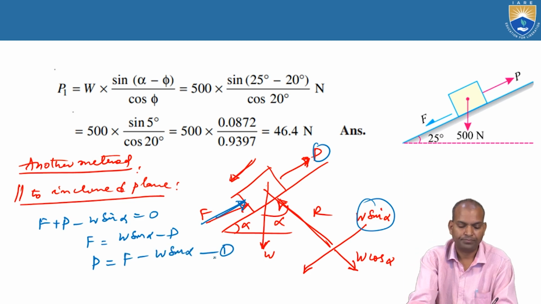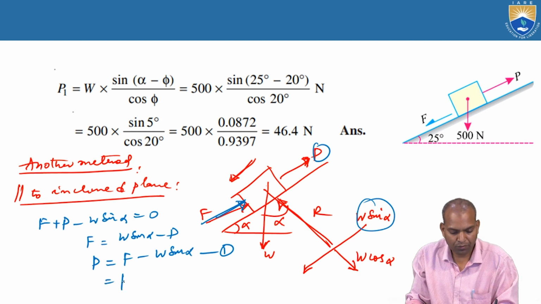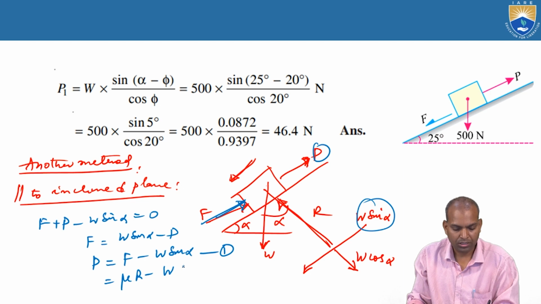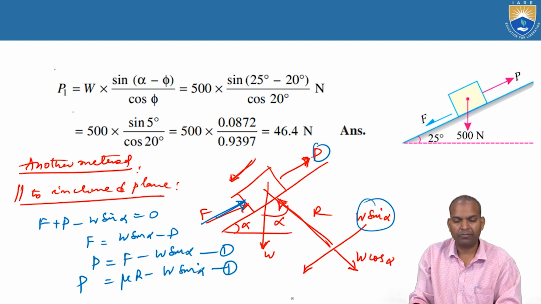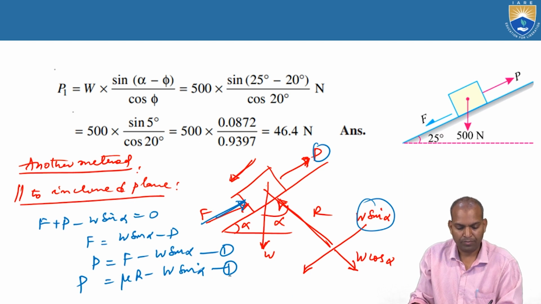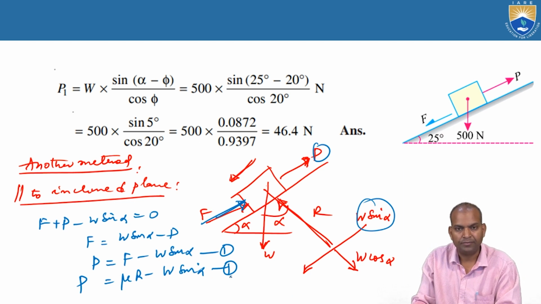This is equation 1. Now F equal to mu times R. So P equals mu R minus W sin alpha. That is the same as equation 1, simplified.